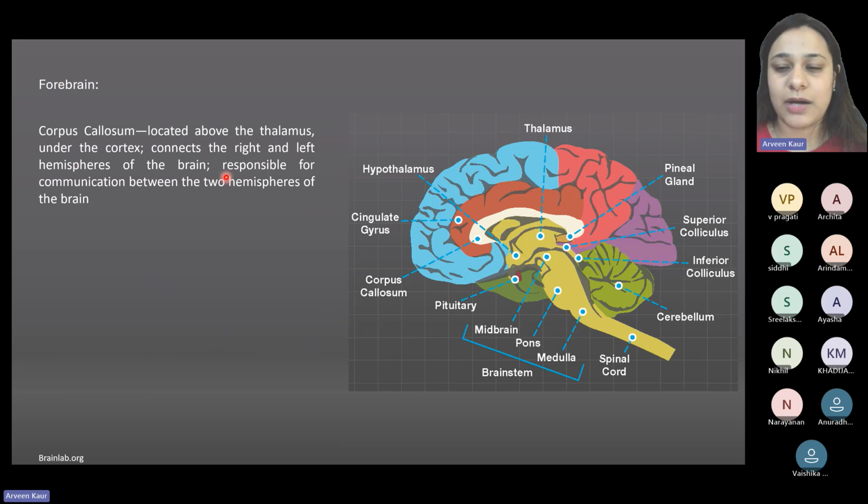Then there is one other region in the forebrain, which is known as corpus callosum, right? It is located above the thalamus and under the cortex, and it connects the right half and the left half of the brain. And it is responsible for communication between these two hemispheres of the brain, right?